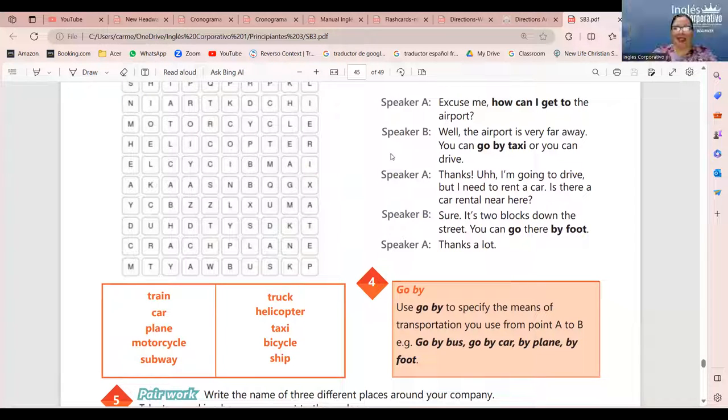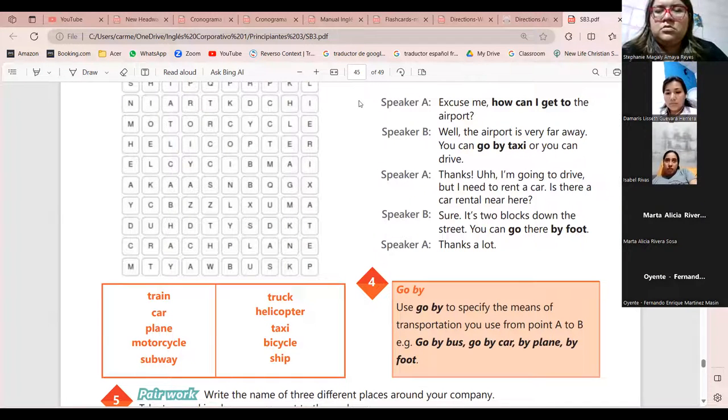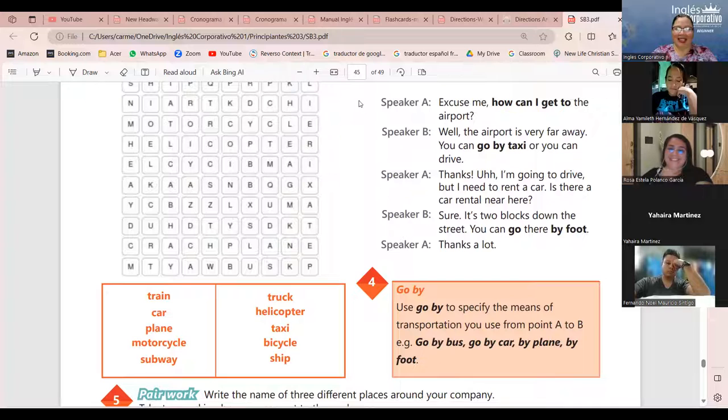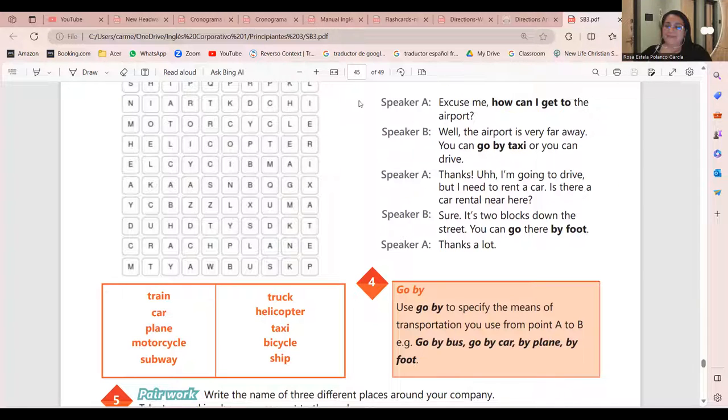Alma, repeat, please. Letter B. Excuse me. How can I get to the super selectos? Continue the conversation. Las mismas oraciones que hicimos, Alma, pero en la conversación solo las metemos.